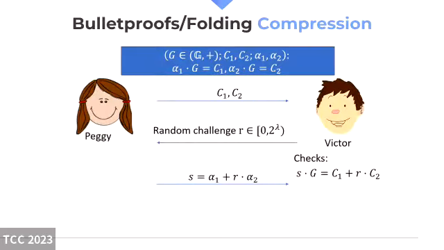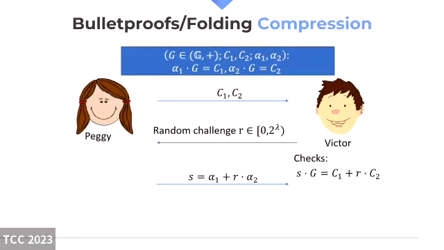So let's look at the protocol, a very simplified version of this bulletproof folding compression. In each round, the prover sends two commitments, the verifier sends a challenge, and then you take some random linear combination of the witness. In the folding protocol, you do this for multiple rounds, but really it suffices to look at this simple sigma protocol.